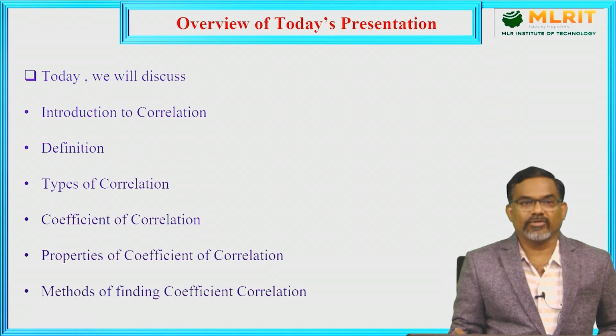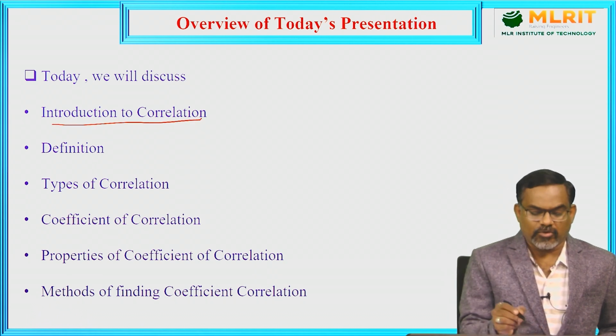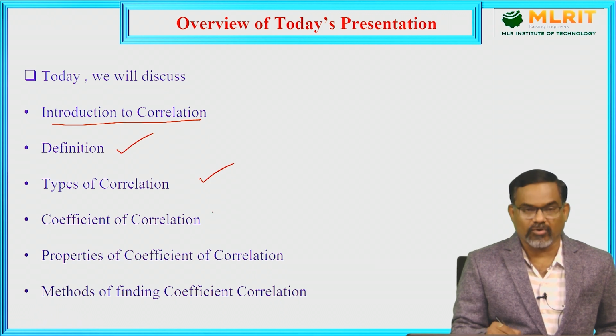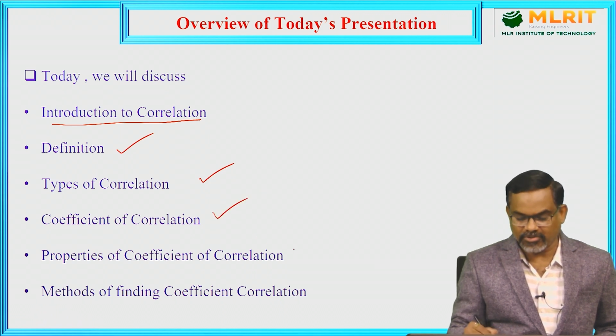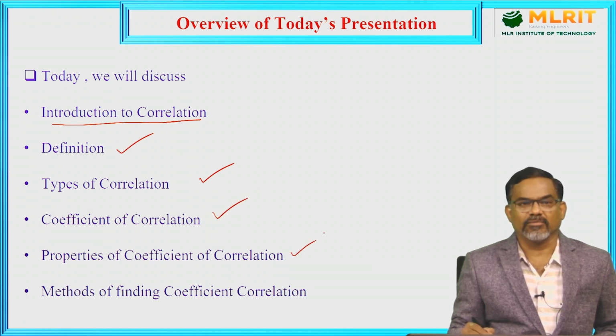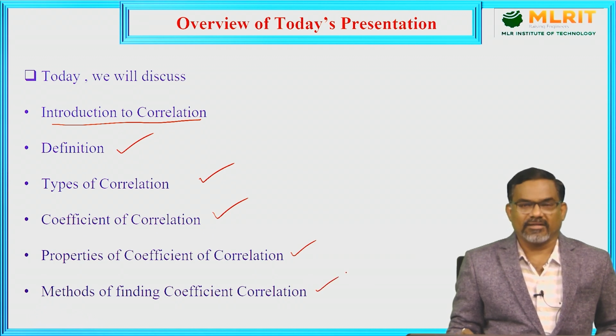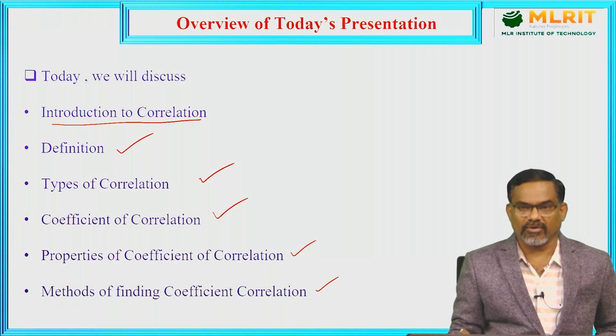Today we are going to discuss the introduction to correlation, the definition, different types of correlations, coefficient of correlation and properties of coefficient of correlation, and also methods of finding coefficient of correlation. In that, I would like to solve one problem on Karl Pearson's coefficient of correlation.